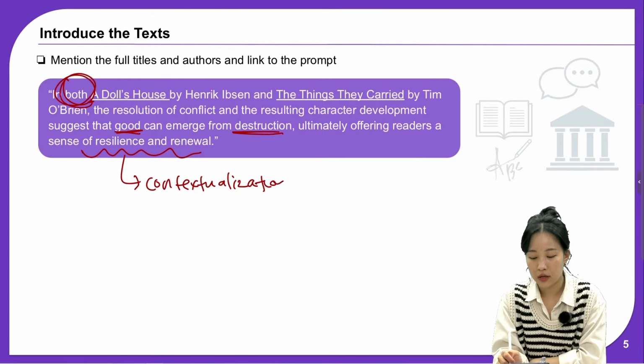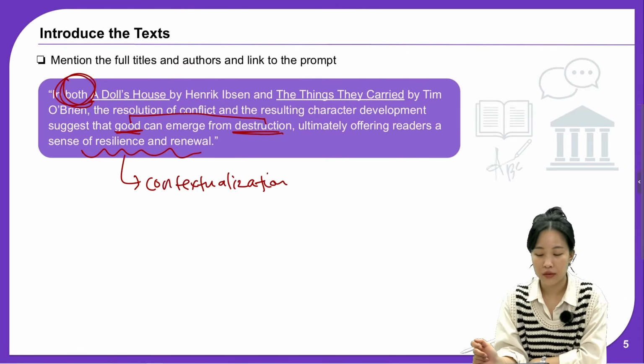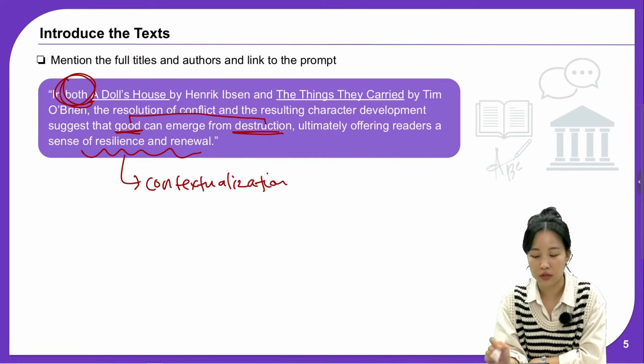Right? In the hook, we talked about how there's some kind of hint to this idea of resilience, and also two key words from the prompt, good and destruction. Also, there's nothing so specific about the two texts. I'm just saying that in both works, this is a similarity: the resolution of the conflict and the resulting character development.